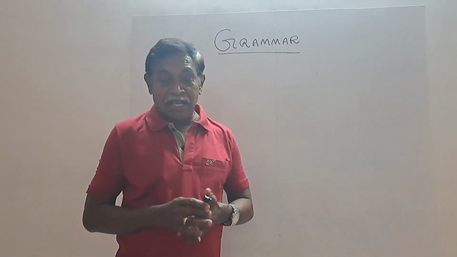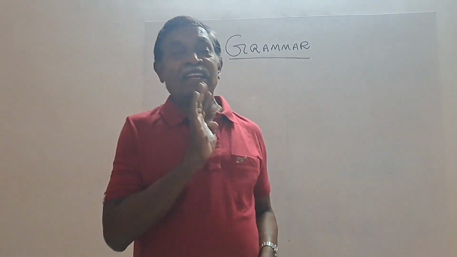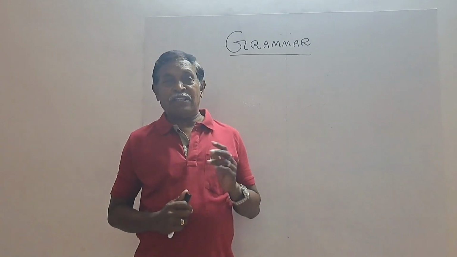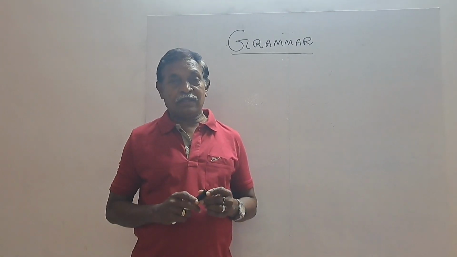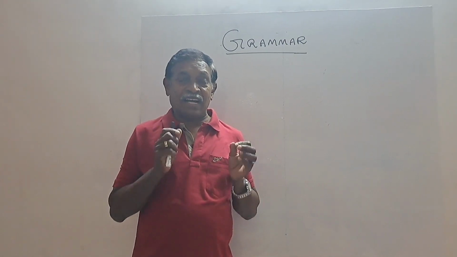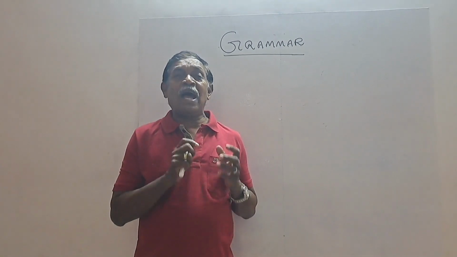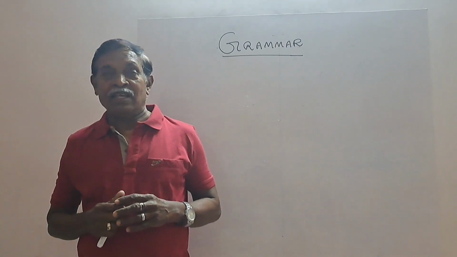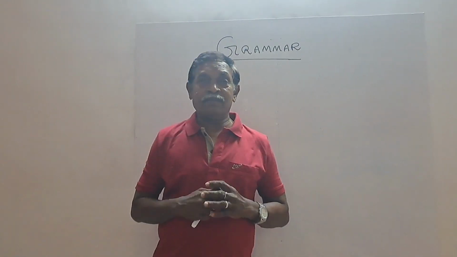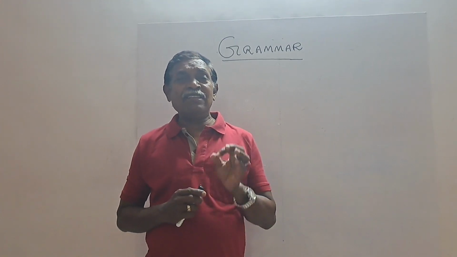This time we are going to learn about the kinds of nouns. There are 4 kinds of nouns. First of all, the proper noun. Second is the common noun. Third one is the collective noun, and the fourth one is abstract noun. Now, I will explain about it one by one. First one is the proper noun.